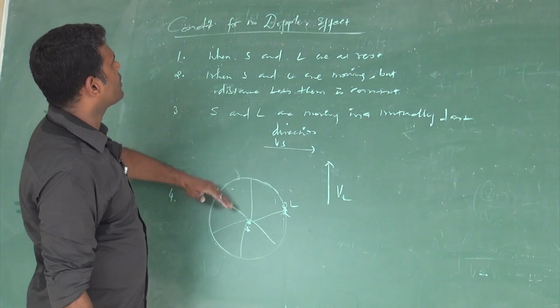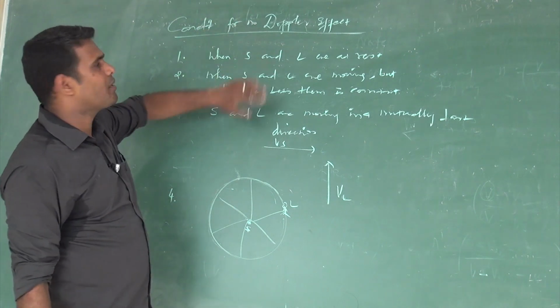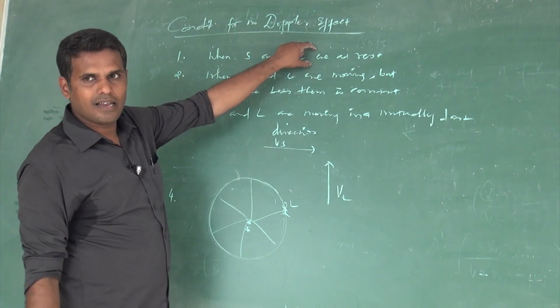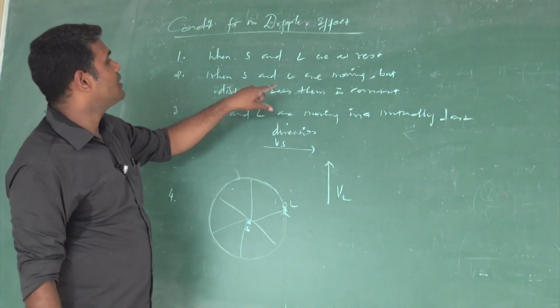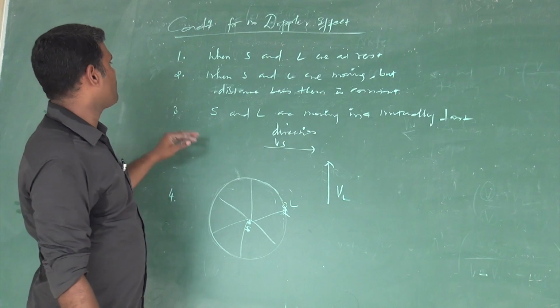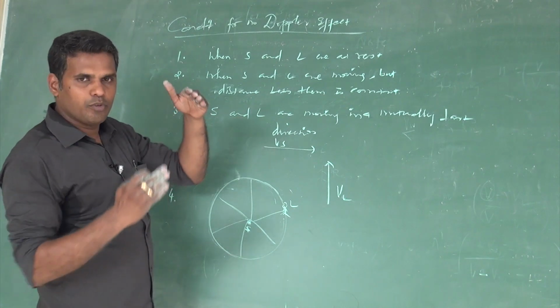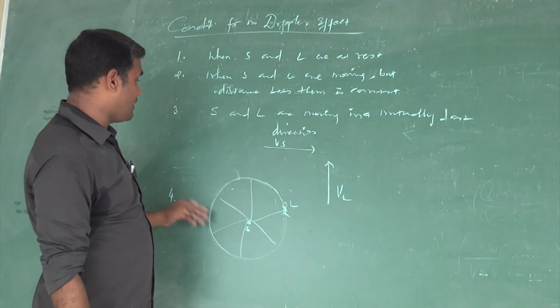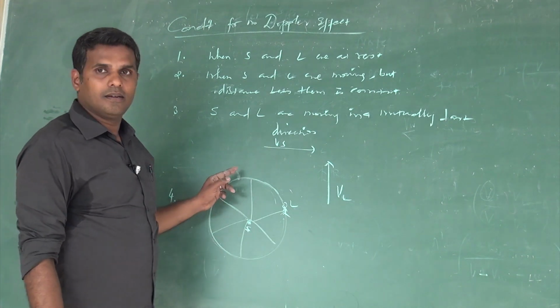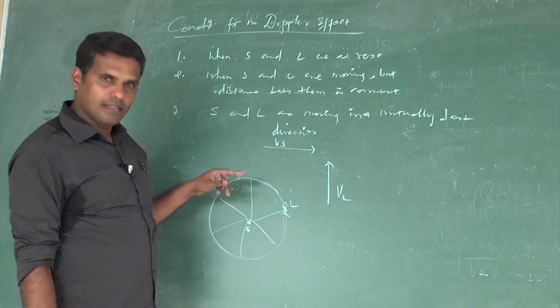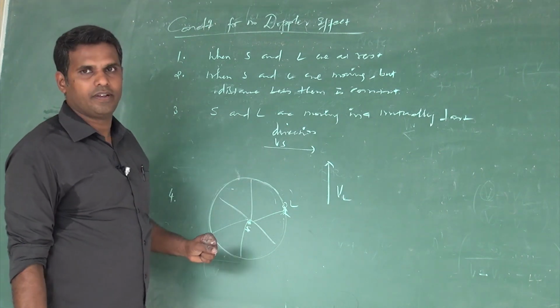So there are 4 different conditions where you will get no Doppler effect: when the source and the listener are at rest, when the source and the listener are moving but distance between them is constant, when the source and the listener are moving in mutually perpendicular directions, and finally when the source is at the center and the listener is moving along the circle. Then in this case also there will be no Doppler effect.